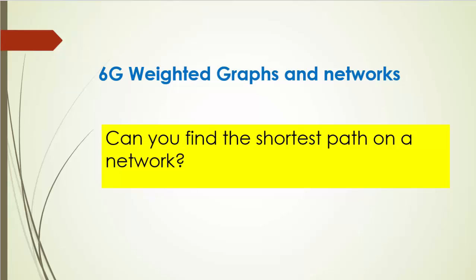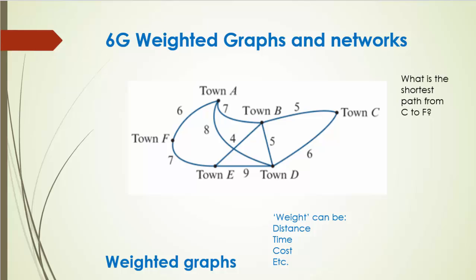Now, weighted means a network which has got numbers attached to it, as in this case here. So we don't just have a network of towns and roads connecting them, but we also have some number. It might be the distance between them, it might be the time taken to travel, it might be the cost of traveling between the two towns, who knows. Whatever it is, that is what we mean by the weight of a network. And so the shortest path will be the journey between those two towns, which has the smallest total value.